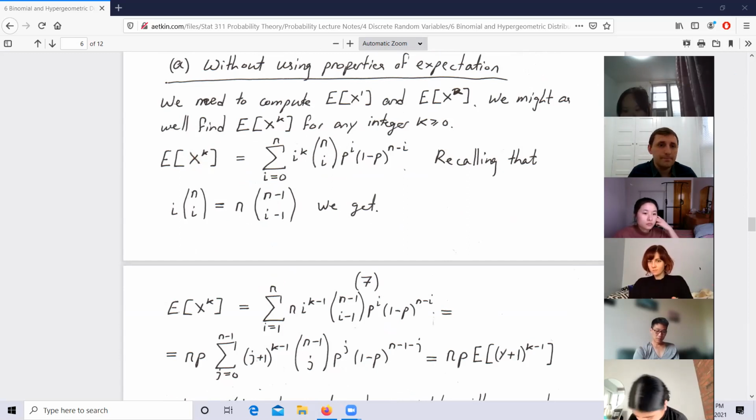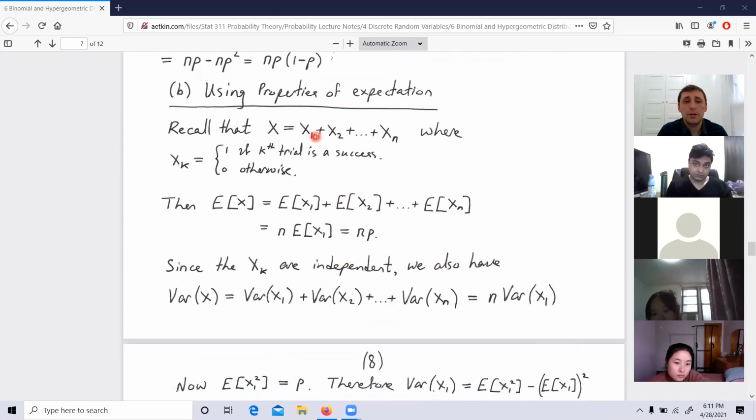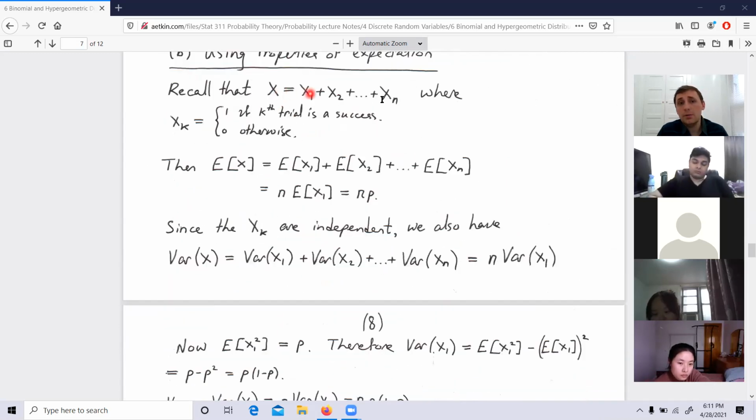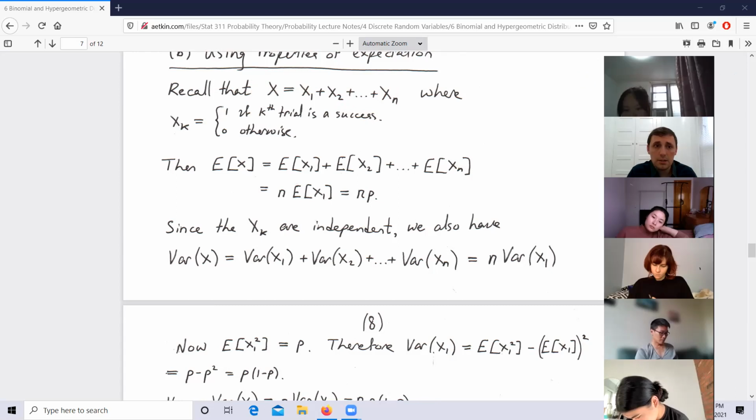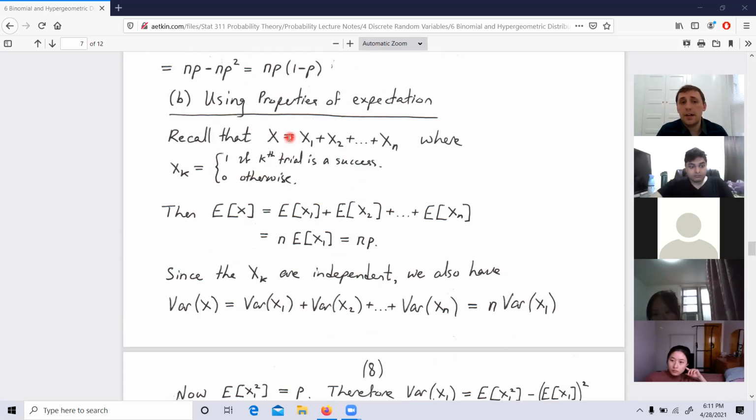But we can carry out this calculation very easily with our knowledge about expected value, that the expected value of a sum is the sum of expected values. Here is how we're going to do that, guys. We can break down the full experiment into success on trial 1, success on trial 2, all the way to success on trial n, and X is just the sum of successes. Each Xk is 1 if the kth trial is a success and 0 otherwise. So clearly the expected value of X is the sum of the expected values of X1, X2, X3, etc.